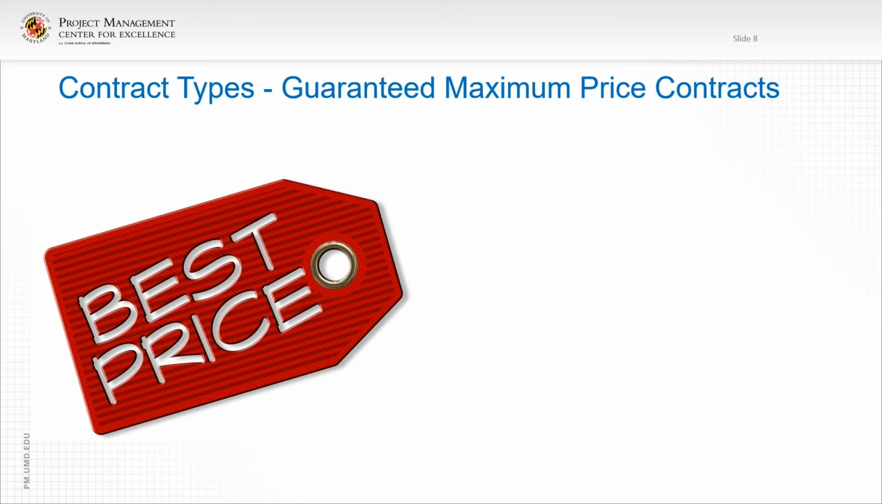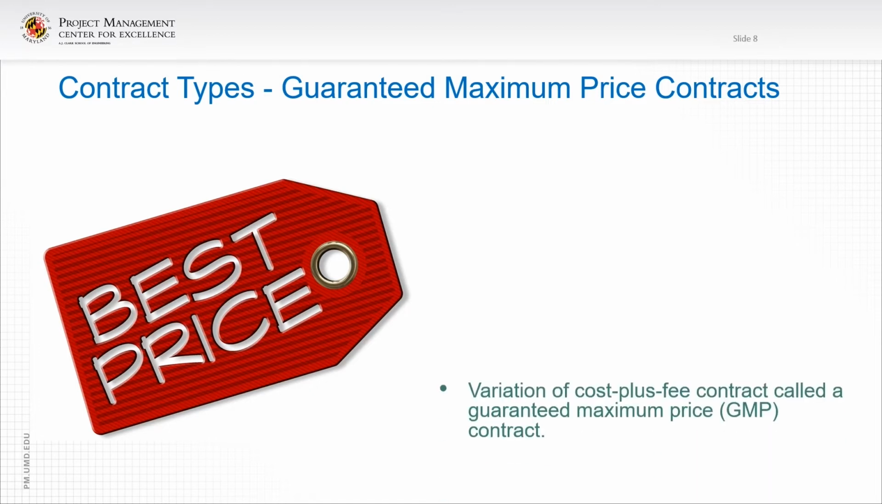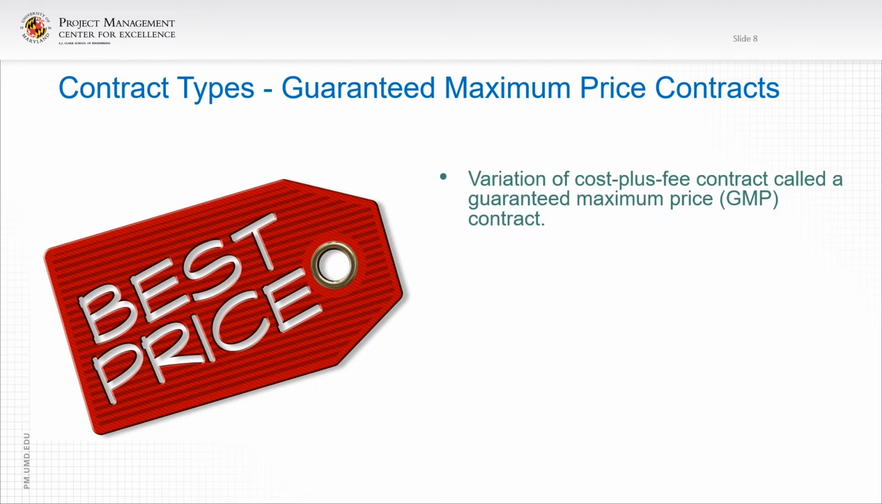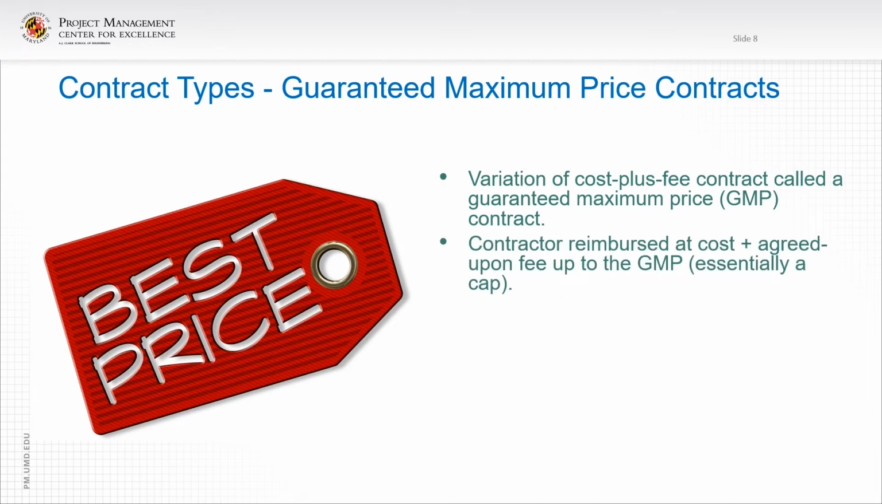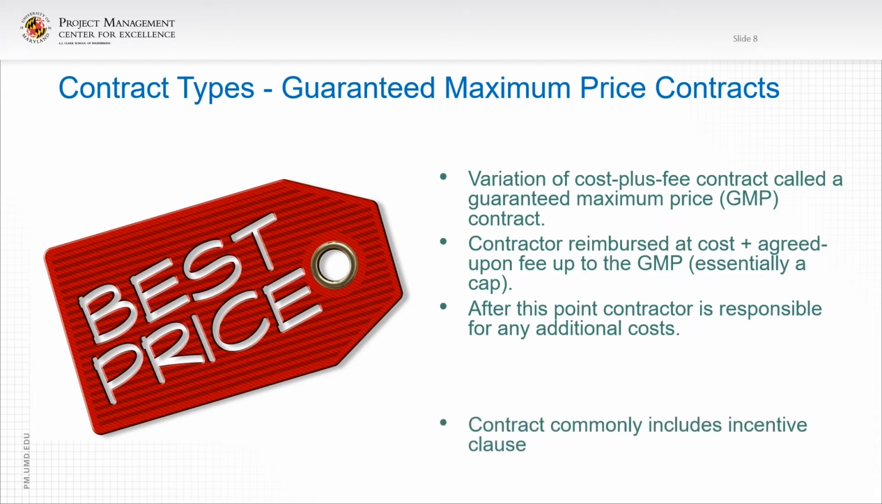One other item that is definitely worth discussing is a contract type called Guaranteed Maximum Price contracts, or GMP. It's a variation of the cost plus fee contract. The contractor is reimbursed at cost plus an agreed upon fee up to the GMP, essentially a cap on the full amount. After this point, the contractor is responsible for any overage of any additional costs.